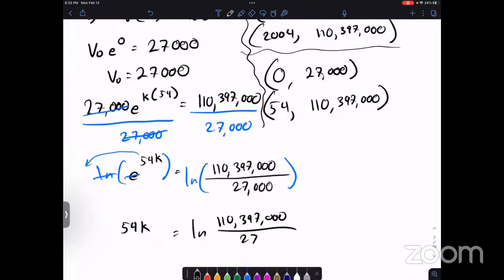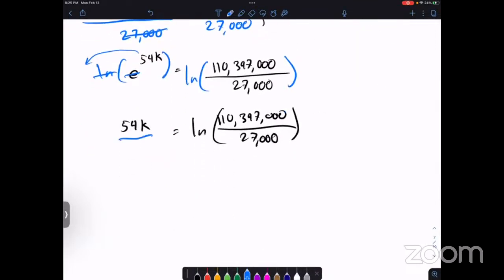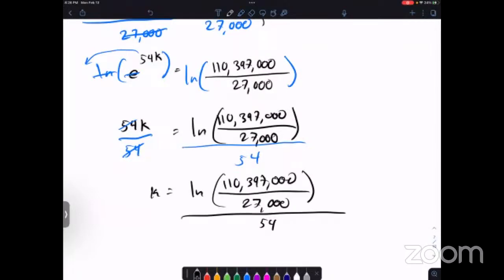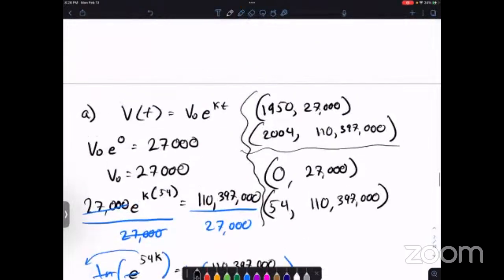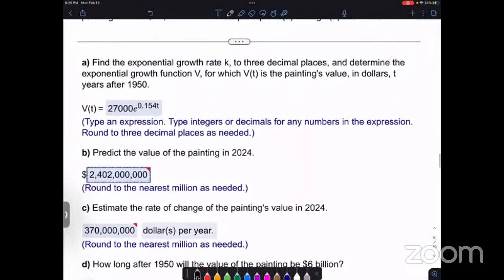We're going to divide both sides by 54, and then ultimately our K is going to be the natural log of 110,397,000 over 27,000, all over 54. That's the exact result for part A, find K. And then, okay, let's find that K.